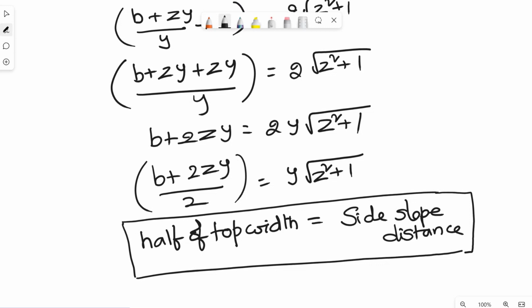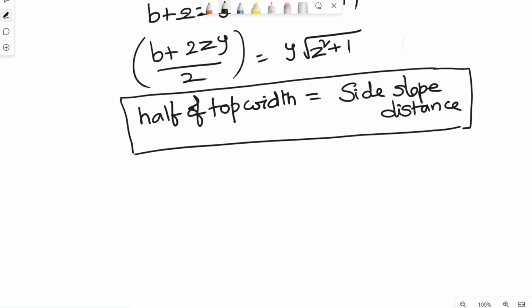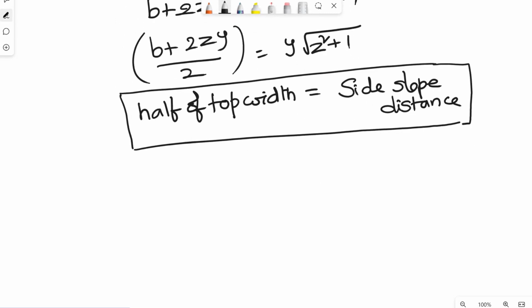So this is the first thing. This is the first condition. Half of the top width is equal to side slope distance; this is the condition we are getting. So this is over. Then let us take the second.